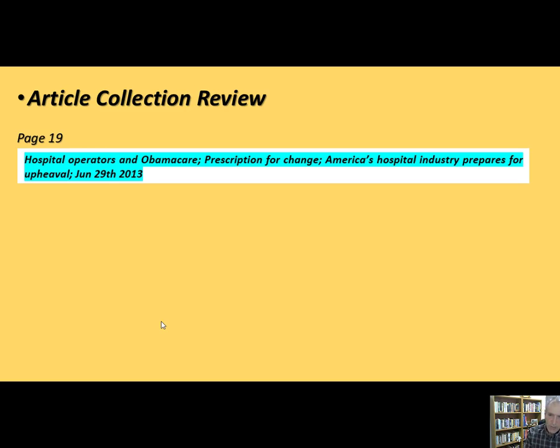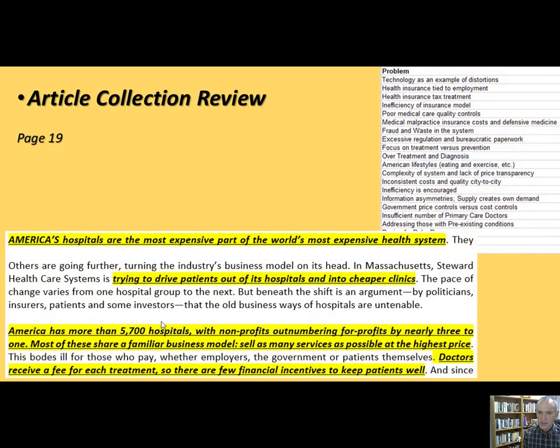So what's going on? This is a few years old again. America's hospitals are the most expensive part of the world's most expensive healthcare system. So there's some background on why it's so expensive in the U.S. Trying to drive patients out of its hospitals into cheaper clinics, that's a solution. I don't have it under solutions, but you'll see under solutions, we'll get into this, the alternative ways to give care besides hospitals.